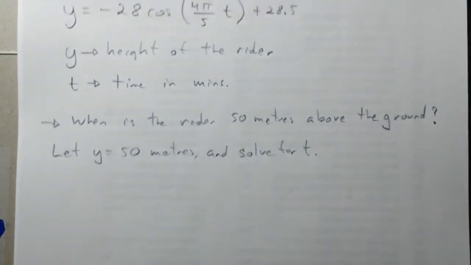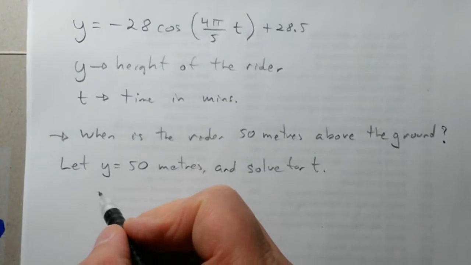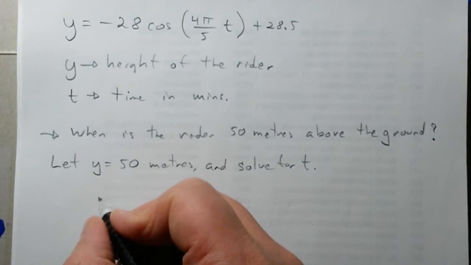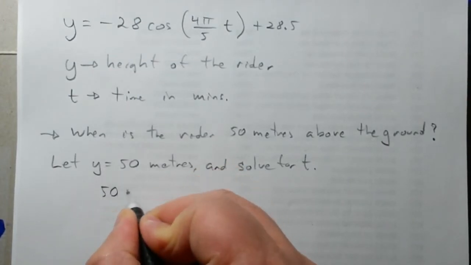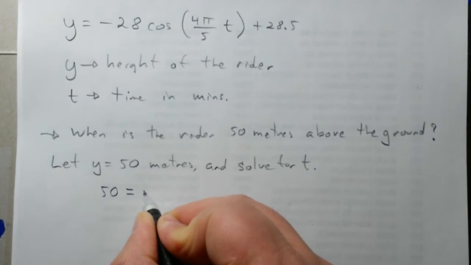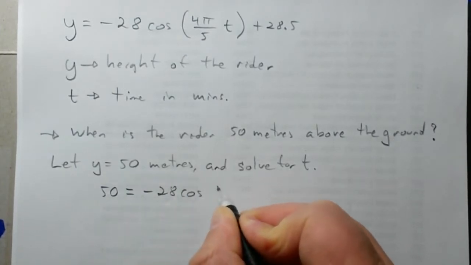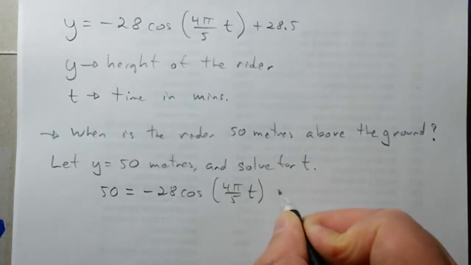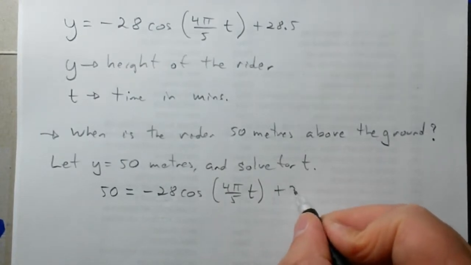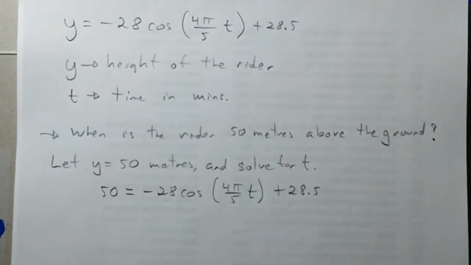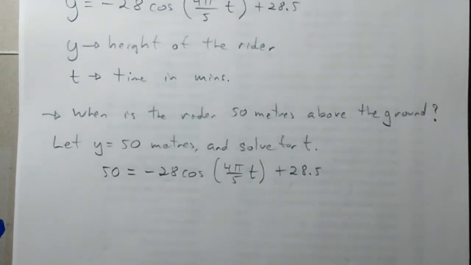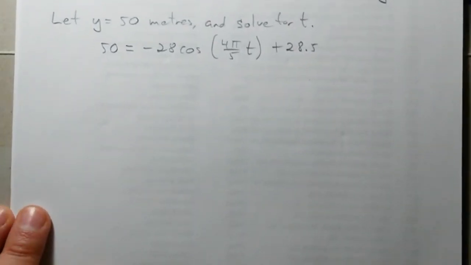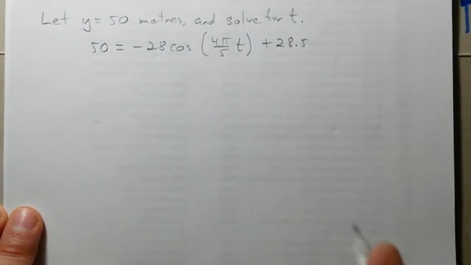Okay, so now let's move this up. Basically, we have our equation there. I'll write it down here so we can all see it. Can we see the equation there? Yes. 50 meters equals negative 28 cosine, open bracket, 4 pi over 5 t, close bracket, plus 28.5. Okay. Next, we're going to solve for t. So let's start doing that.